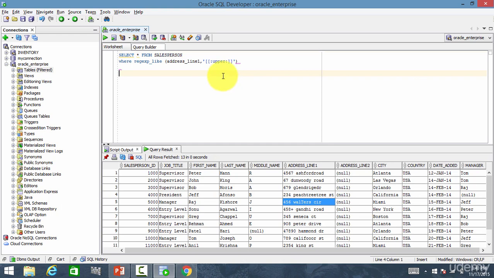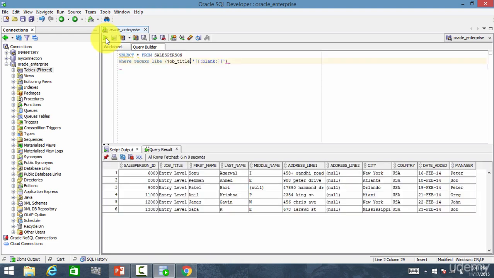Now let me look for blank. So almost all our addresses have a blank. So let me pick up job title. Only the entry level job title has the blank. So that is why it is displayed. Cool, right? You can go ahead and experiment with the remaining operators.